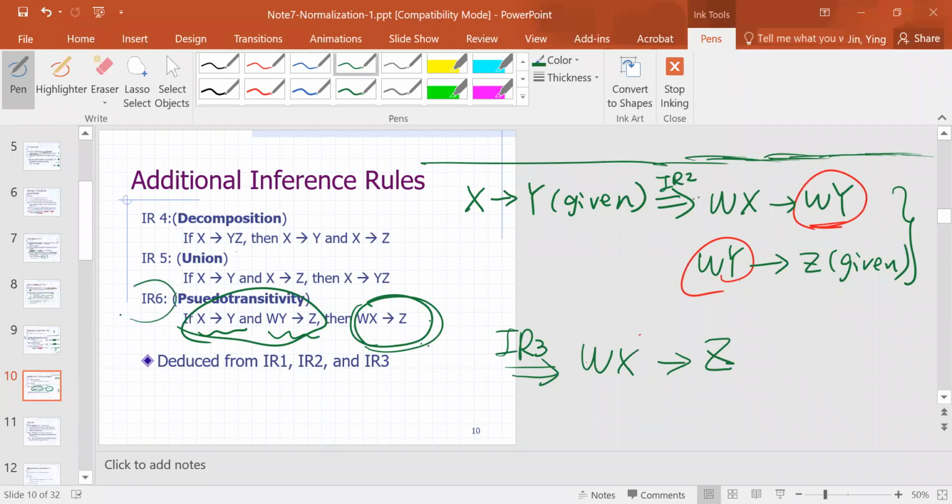So that's where the 6 is coming from. Using the existing ones, you'll be able to produce this one. Actually, I use only 2 and 3 to produce this one. Okay, so we'll do more next class.